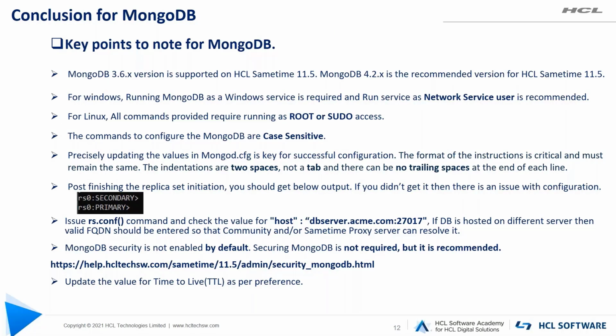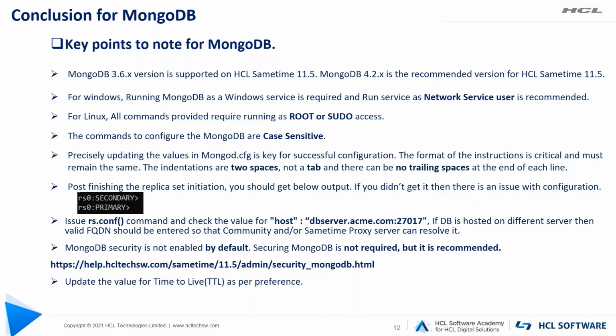These are the key points we should note for the installation and configuration of MongoDB. The first is that MongoDB 3.6 is supported, but we do recommend the use of 4.2 for Sametime 11.5. While you're on Windows, run MongoDB as a service and run it as a network service user. If you're on Linux, root user privilege is a must for installation and configuration. All the commands for configuration are case sensitive and any wrong character may lead to an issue.